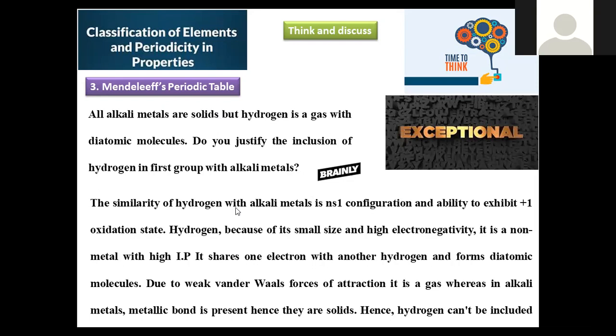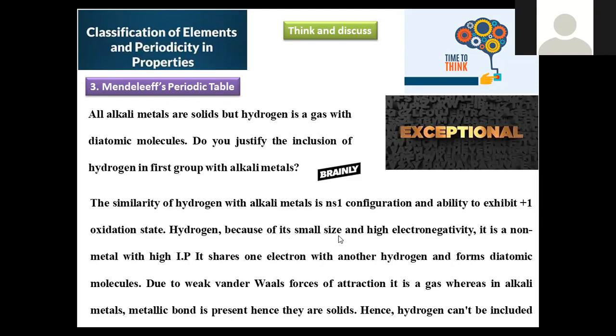Thank you for this. The similarity of hydrogen with alkali metals is ns1, right? Hydrogen has the 1s1 electronic configuration, lithium 2s1, sodium 3s1, potassium 4s1. In the same manner, the outer electronic configuration will be similar for all these S block first group elements. Hydrogen is able to lose one electron and give a plus one oxidation state. Even lithium loses an electron to give Li plus, sodium Na plus, potassium K plus. In that manner, they give plus one as a common oxidation state.